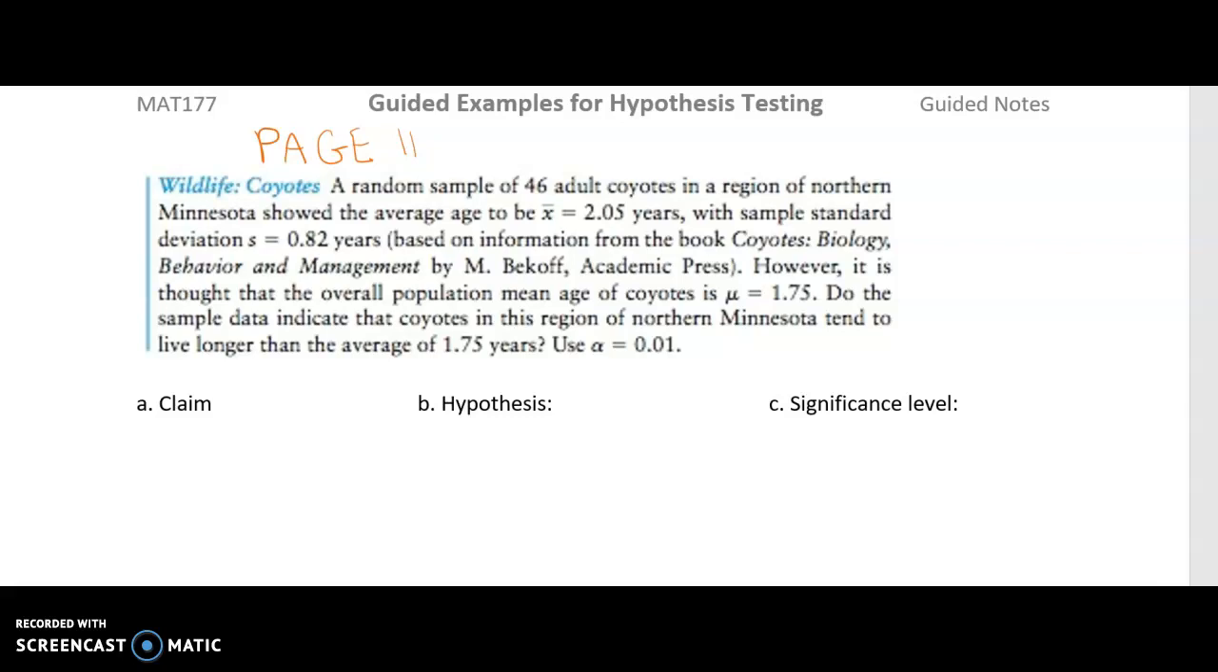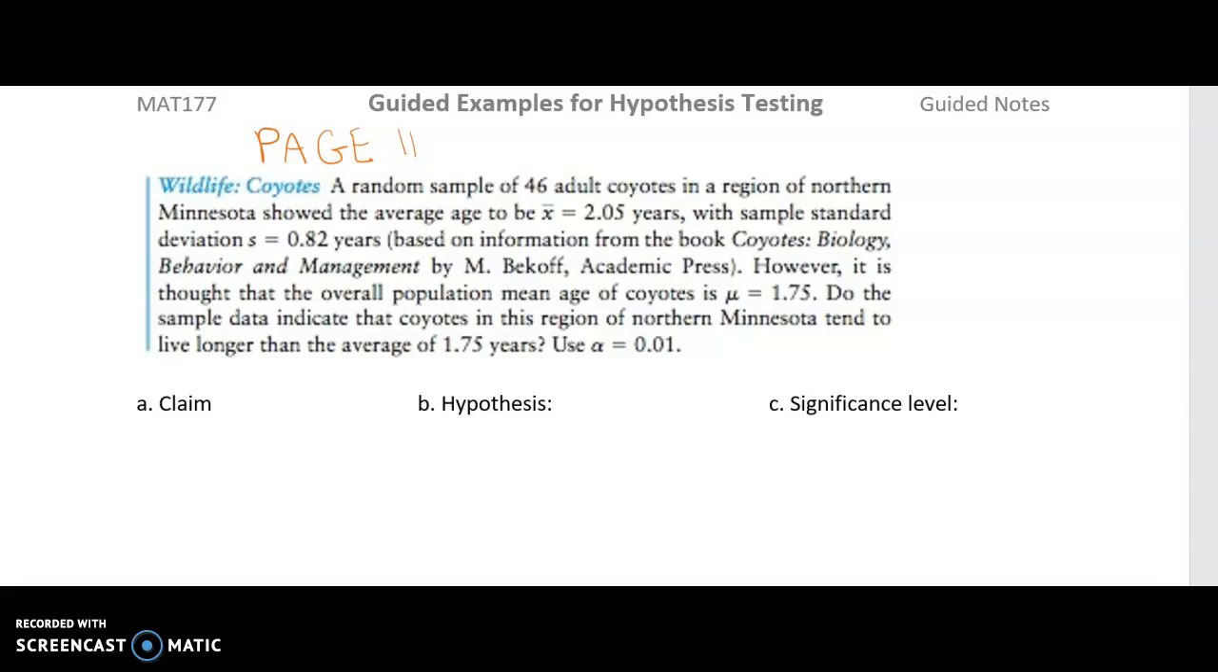Our last example is on page 11 of the packet. Coyotes. A random sample of 46 adult coyotes in a region north of northern Minnesota showed the average age to be X bar is 2.05 years with sample standard deviation of S equals 0.82 years, based on information from the book Coyotes Biology, Behavior Management by M. Beckhoff, Academic Press. However, it is thought that the overall population mean age of coyotes is 1.75. Do the sample data indicate that coyotes in this region of northern Minnesota tend to live longer than the average of 1.75 years? Alpha is 0.01 for this problem.